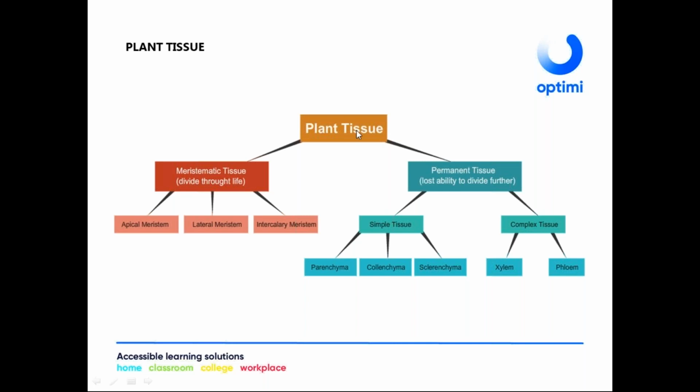Okay, so plant tissue can be divided into 2 parts. The one is known as meristematic tissue, and the other permanent tissue, which can further be divided into 2 sections, the one simple tissue and the other complex tissue. In complex tissue, we find the xylem and the phloem. This is also known as the vascular system or the transport system in plants. And under simple tissue, we have the parenchyma, collenchyma, and sclerenchyma.